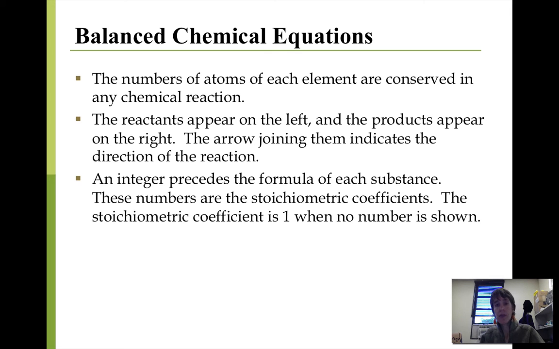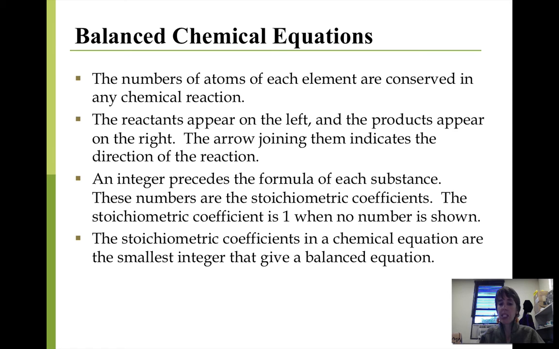We call these coefficients or stoichiometric coefficients. And if there's no number shown, then it's assumed to be a 1. But these stoichiometric coefficients are very important, and they're showing the molar ratio of how the reactants are combining and in what ratio products are formed.